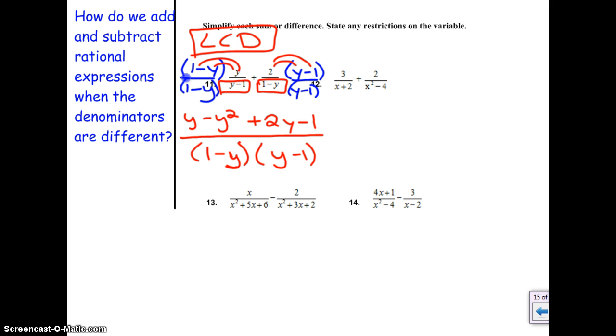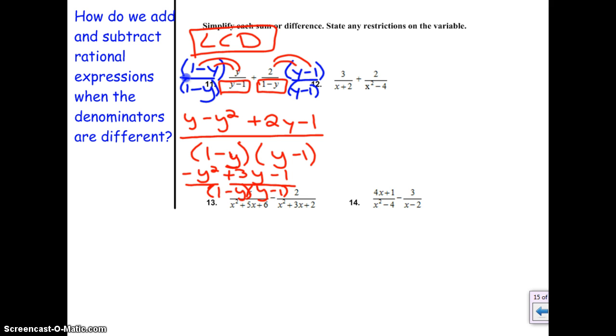Okay? So if I can simplify, I will continue to simplify, which I can. And I will take, let's see, y plus 2y gives me 3y. So now I have negative y squared plus 3y minus 1 divided by 1 minus y and y minus 1. Okay?